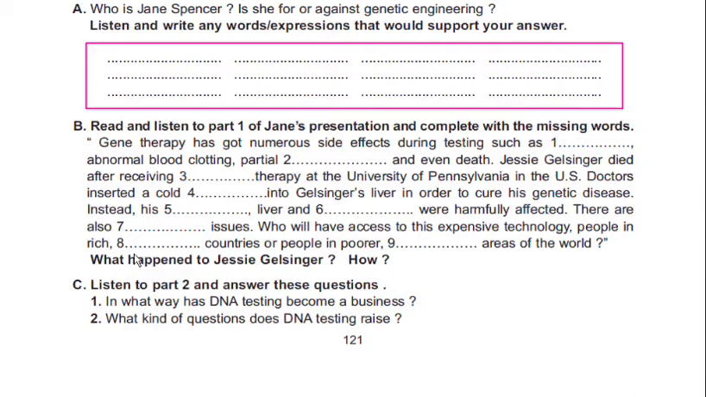Developed is spelled D-E-V-E-L-O-P-E-D. Or people in poorer areas, the opposite of developed is developing, D-E-V-E-L-O-P-I-N-G, areas of the world. By developed, we mean rich countries. By developing, we mean poorer countries that are still in the development process.